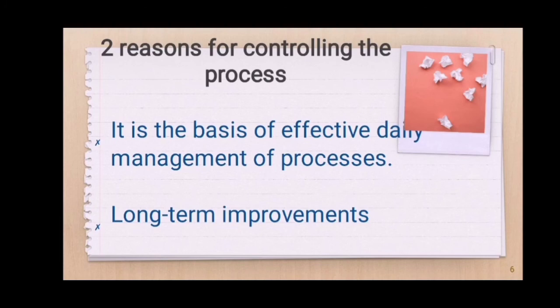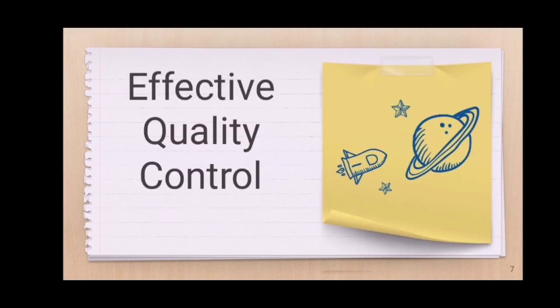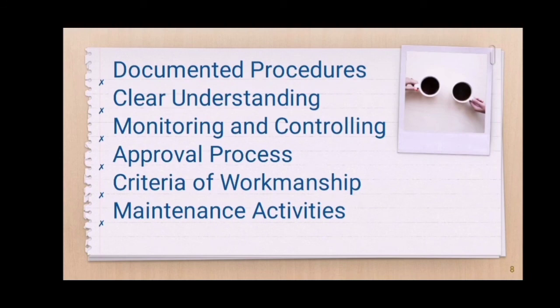While short-term corrective action should be taken by the process owners, long-term remedial action should be the responsibility of the management. So, long-term improvements cannot be made to a process unless the process is first brought under control. So, effective quality control includes documented procedures for all key processes, a clear understanding of the appropriate equipment and working environment, and monitoring and controlling the critical quality characteristics. So, when a problem is found, it is immediately fixed.